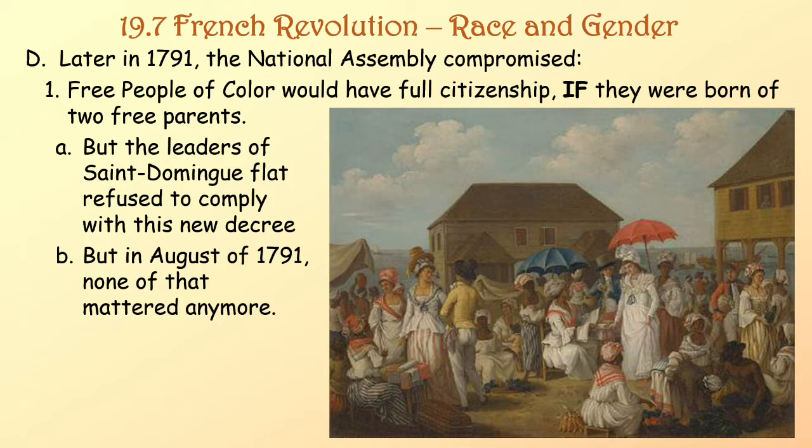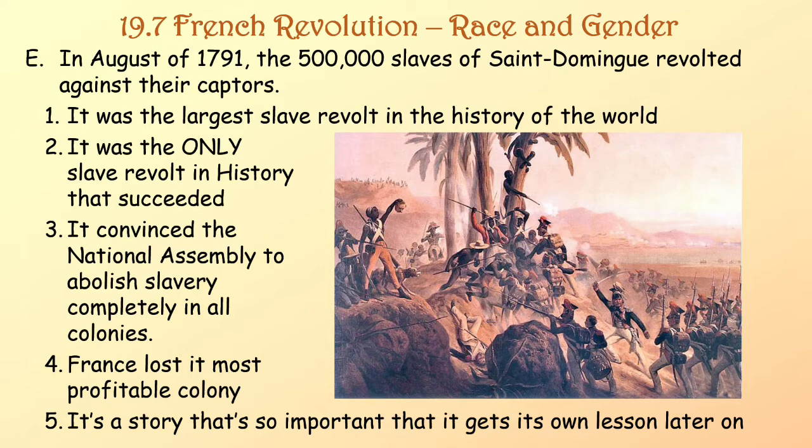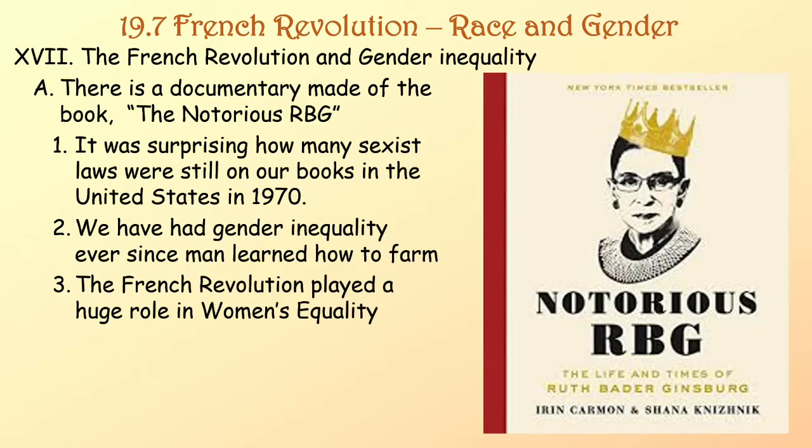But in August of 1791, none of that mattered anymore. In August of 1791, 500,000 slaves of Saint-Domingue revolted against their captors. It was the largest slave revolt in the history of the world. It was the only slave revolt in history that succeeded. It convinced the National Assembly to abolish slavery completely in all colonies. France eventually lost its most profitable colony, and it's a story that's so important that it gets its own lesson later on.